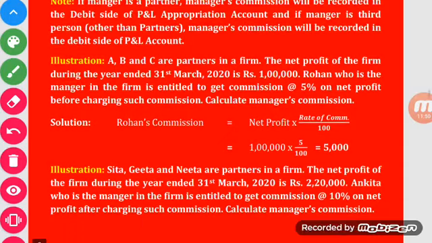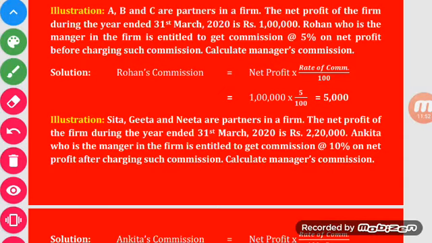Let me discuss how to calculate this concept practically. Here is one example given in the question. A, B and C are partners in a firm. The net profit of the firm during the year ended 31st March 2020, that is the closing date of a session, is rupees 1 lakh. Rohan, who is the manager in the firm, is entitled to get commission at the rate of 5% on net profit before charging such commission.